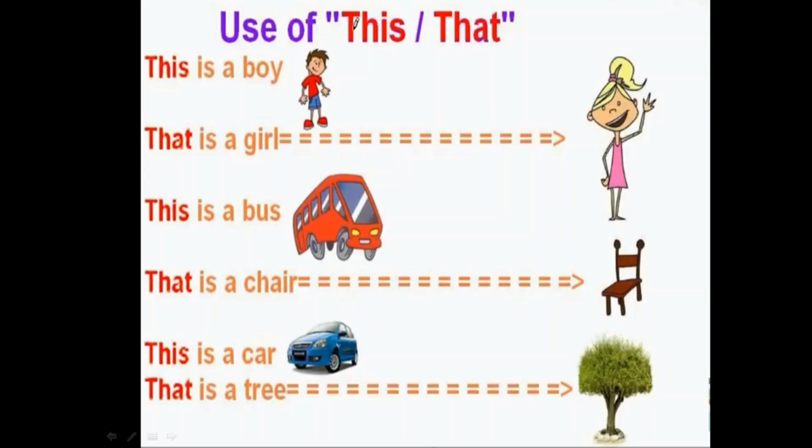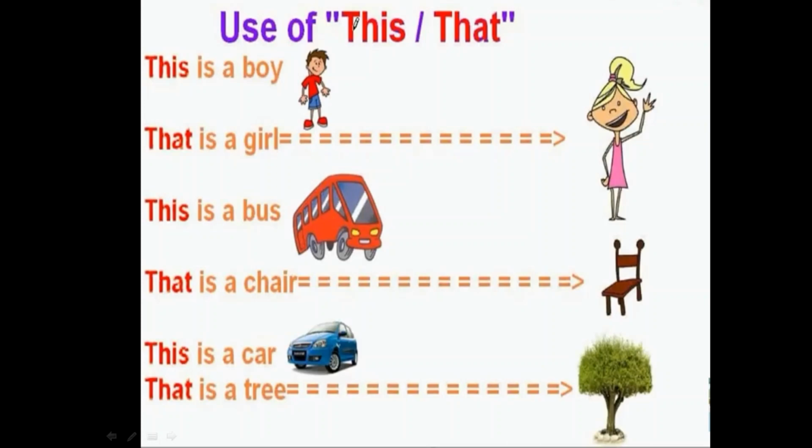Let's learn how to use this and that in a sentence. Read with me. This is a boy. That is a girl. This is a bus. That is a chair. This is a car. That is a tree.